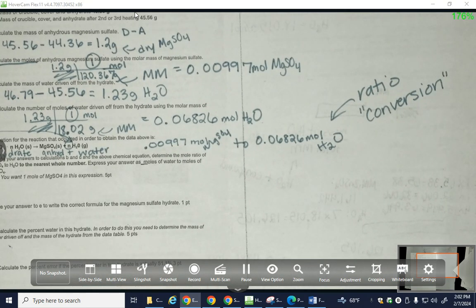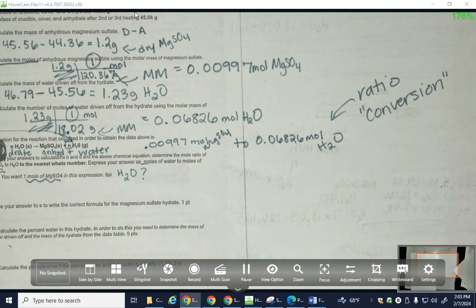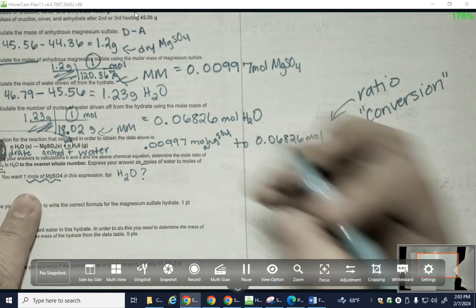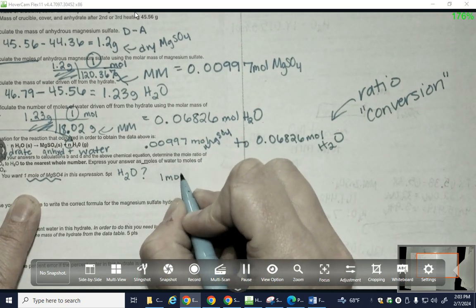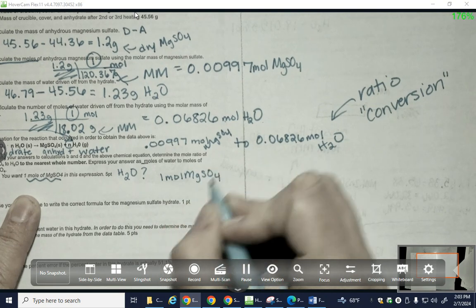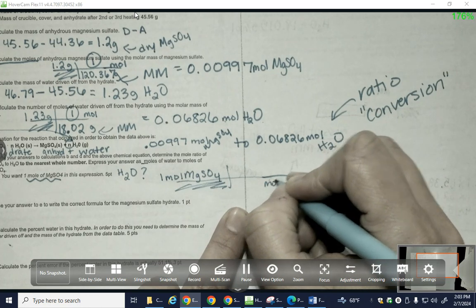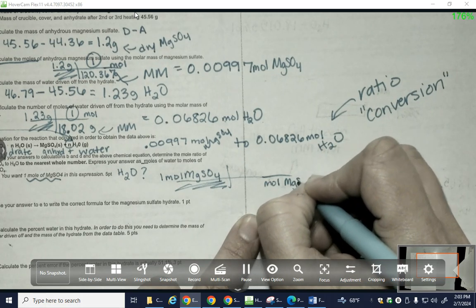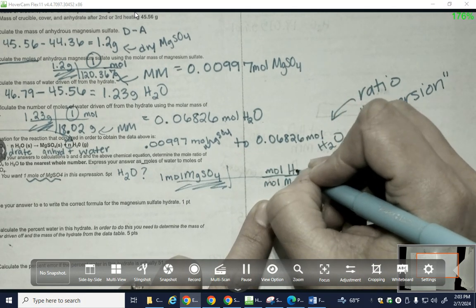All right, so now we're trying to figure out, if we have 1 mole of magnesium sulfate, what is water going to be? That's the part that it's actually asking you for. So I'm going to write over here because I just have more room. I'm going to start with 1 mole of this MgSO4, bring words down to the right, and change into moles of water.